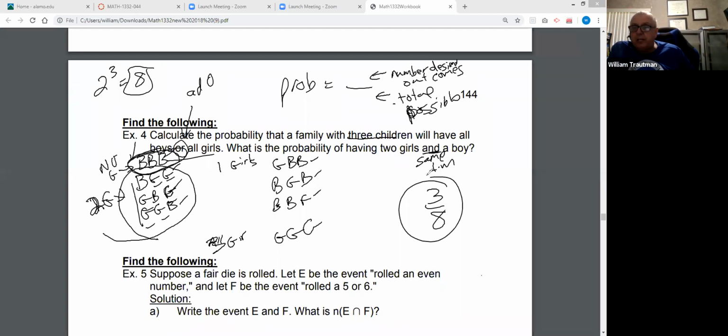That's the probability. If they want the decimal equivalent, you put it in your calculator. 3 divided by 8 is 0.375. Same thing, decimal equivalent. All right.